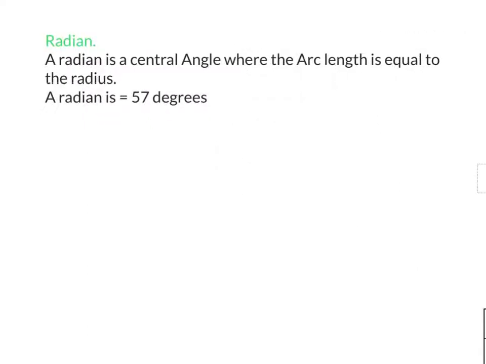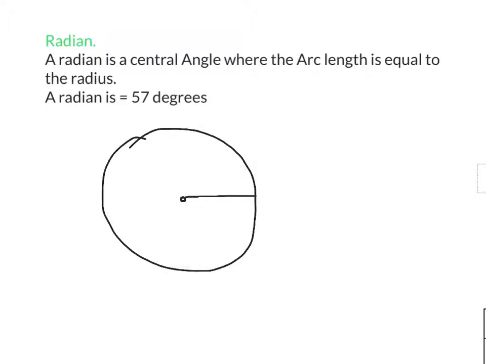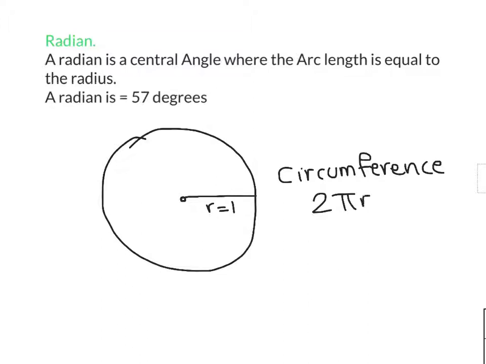We also talked about a unit circle. So do you remember what a unit circle is? A unit circle is a circle that has a radius of 1. In this case, what is the circumference equal to? In this case, the circumference is 2 pi r, where r is 1. So 2 pi times 1 is 2 pi.